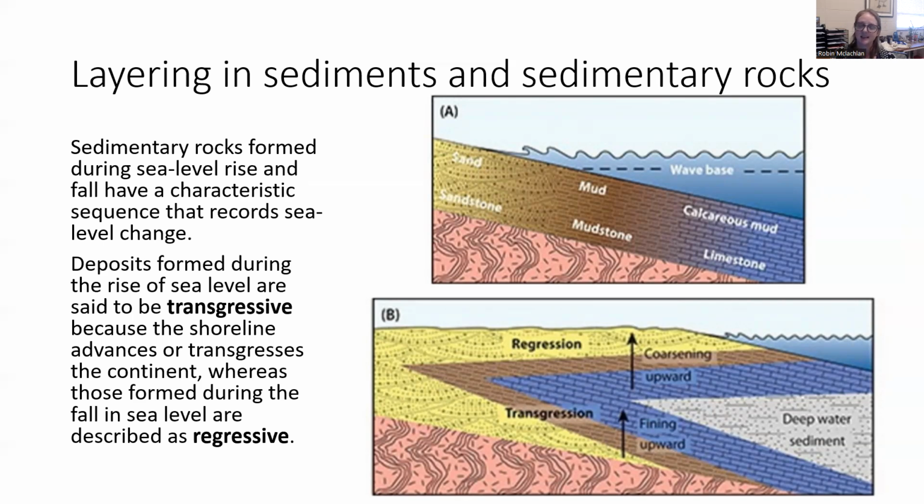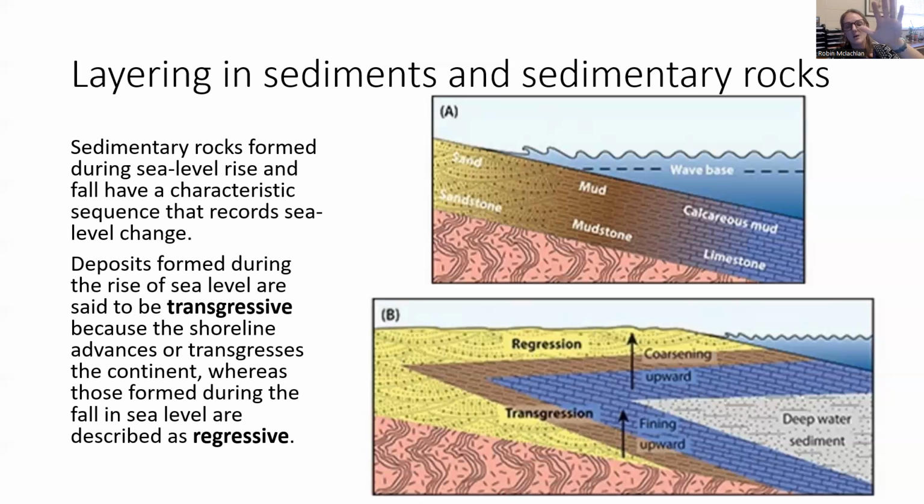So a transgressive sequence might start off as a sandstone preserved on the beach, and then as sea level rises, that sandstone is covered by a shale that's formed in shallow water, and the water continues to rise, and that could be covered with limestone that forms in slightly deeper water. Right, so that's a transgressive sequence: sandstone, shale, limestone.